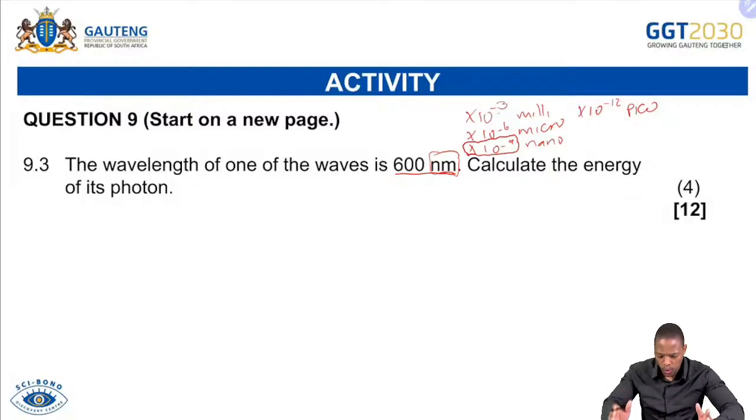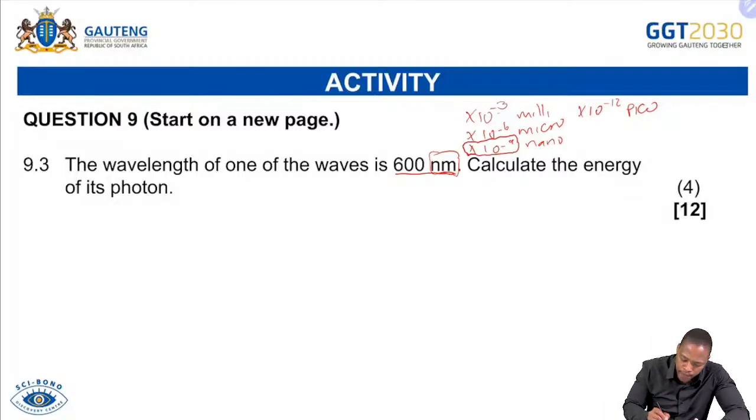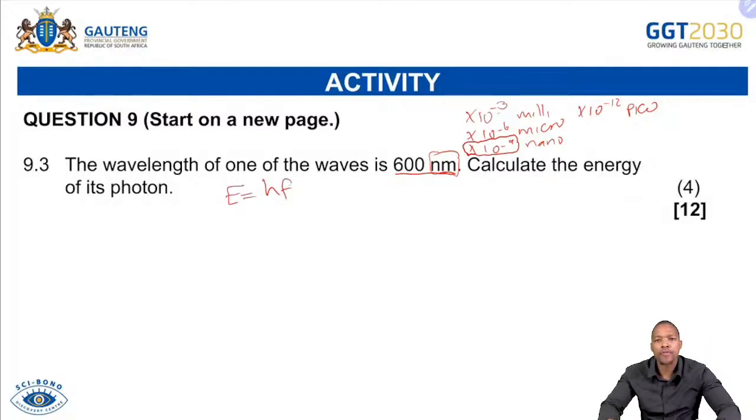Number 2, this question wants us to calculate energy. However, we are given wavelength, not frequency. Okay? The first formula that we know of energy is E is equal to hf, where we need Planck's constant and the frequency. However, this question is asking us to calculate using a wavelength. So how are we going to calculate using wavelength? This is where that formula that I was trying to show you comes in handy.